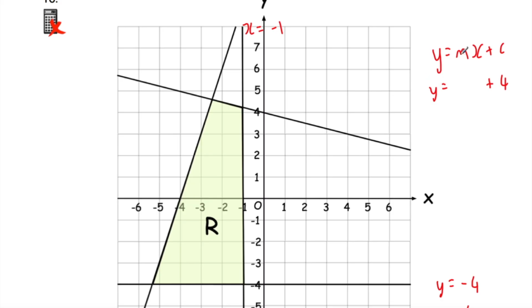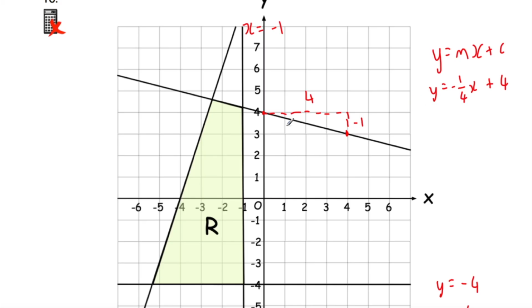In terms of the mx, let's find the gradient of this line. So I'm going to choose a point here. In terms of the rise and the run, the run is 4. We're going 4 across there. And the rise is -1. And if we do -1 divided by 4, that's -1/4. So -1/4 x plus 4. So that's the equation of that line. Y is equal to -1/4 x plus 4.